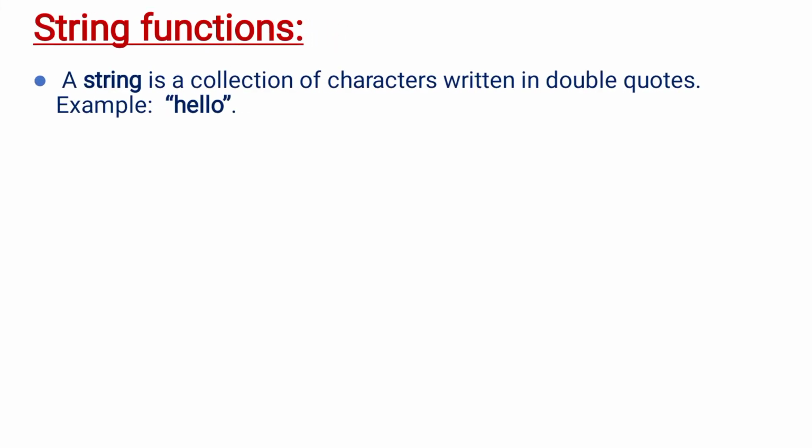String functions. First of all, what is a string? A string is a collection of characters written in double quotes. If you write one alphabet, then it is called a character. If you write multiple alphabets together, then it is called a string. Remember, we always have to write the string inside double quotes. For example, "hello". Here, hello is a collection of characters, H E L L O, and all these characters are written together and enclosed within the double quotes symbol.